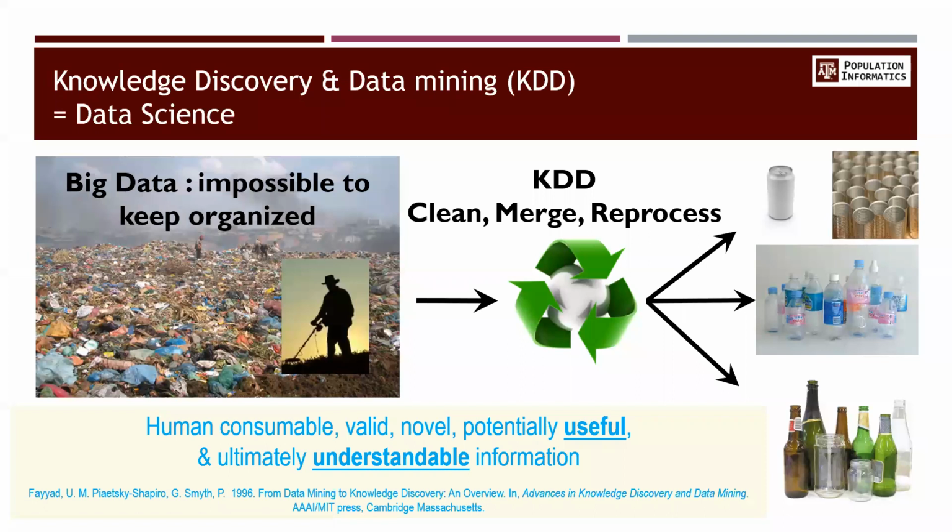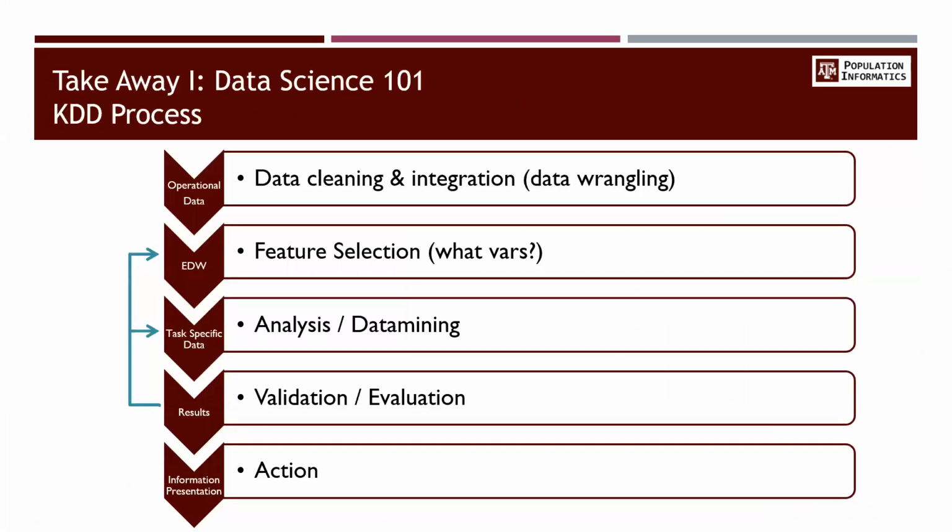And KDD is the process of cleaning, merging, and reprocessing parts of it such that it generates human consumable, valid, novel, potentially useful, and ultimately understandable information. So that's the official definition of KDD. And to date, I believe data science is another, much sexier word for KDD. When I think of data science, I think this is what I do. I get dumped lots of data that is pretty much garbage as is. But I use my skills to clean, merge, and reprocess it. And my goal is to get information out in a timely manner such that that information can then support knowledge, action, and decisions, right? This is the basic KDD process where, again, you get data, you're cleaning and integrating it. I think most people here have probably heard of the word data wrangling. It's whatever you have to do to turn that garbage dump into something that you can work with.